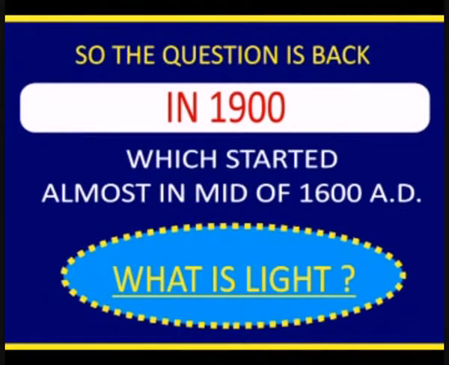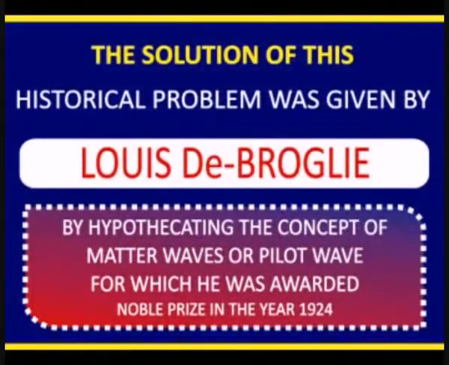The question is back: what is light? Is light a wave or a particle? Now the question is, we can leave neither the particles nor the wave, so then what is it? Then some situation must come out which should say both, and that was done by Louis de Broglie.